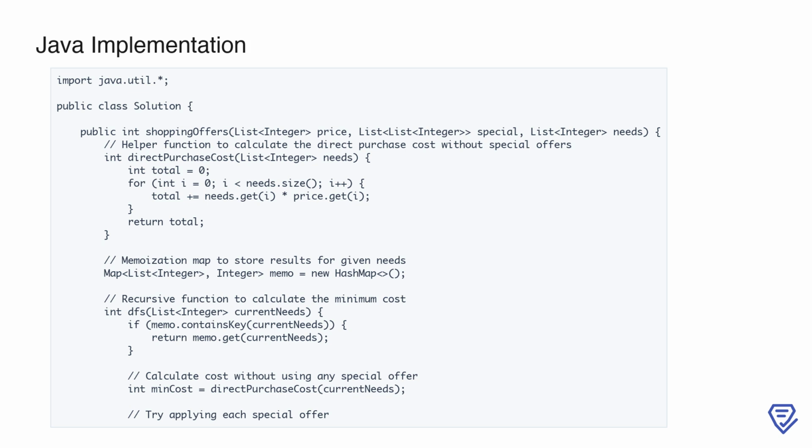It begins by checking if the current state of needs has already been computed and stored in the memo map. If so, the pre-computed value is returned. Otherwise, it calculates the cost of fulfilling the needs without using any special offers by calling directPurchaseCost and stores this as the initial minimum cost. Now, the function is set up to attempt applying each special offer one by one.